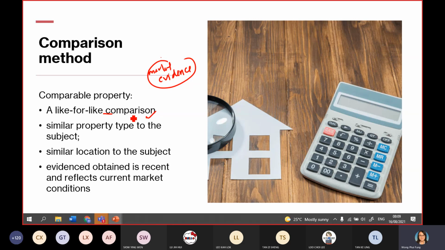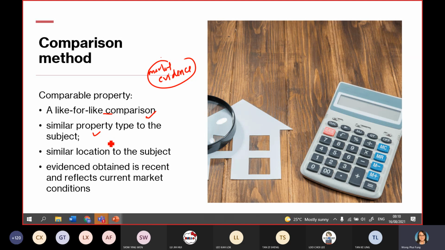When you value residential, you compare with exactly the same. If we can, we try to compare the exactly the same property to check what price they are selling. So based on that, you need to make some adjustment, maybe plus and minus, to arrive at a figure that can be considered the current market value. Okay, so that is like for like, comparing apple with apple.